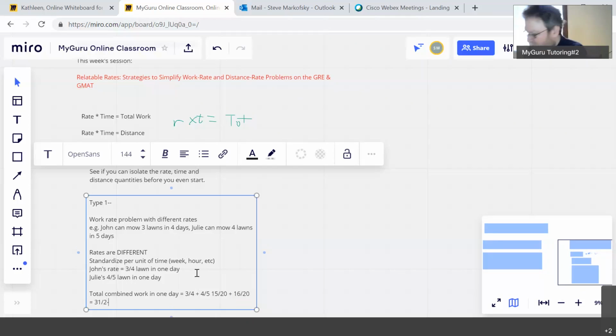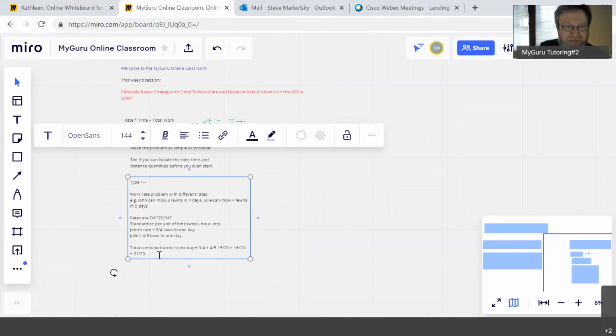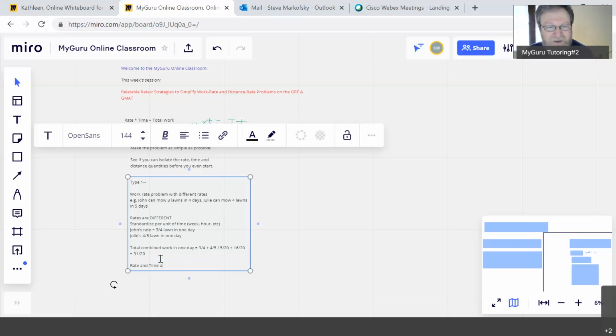All right, so working together, a lot of these kinds of rate problems deal with whether you're dealing with a combined rate or whether you're dealing with an individual rate, right? So you need to figure out which is which. The combined rate would be 31 out of 20 lawns per day, right? And then you want to keep in mind that rates are dealing with reciprocal relationships. Rate and time are reciprocal relationships.